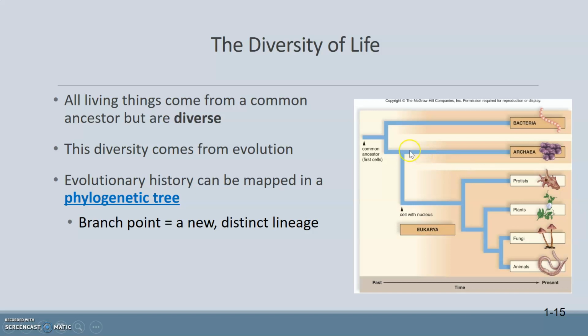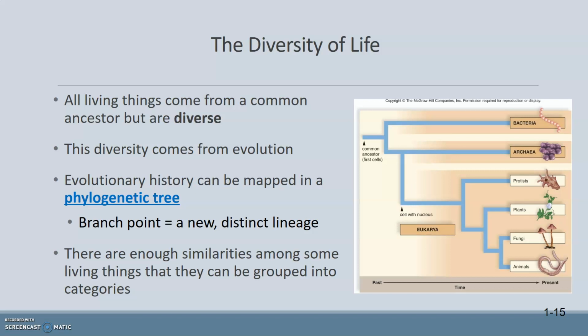And every time there's a branching point, right, so right here, there's a new distinct lineage, or there's a separation between something that was the same into 2 new different things. So here at this particular branch point, there's a separation between the cells that did not have a nucleus up top on that branch and all the cells that do down here, or between the prokaryotes and the eukaryotes. And so every time you see a branch, that means there's some new emerging property that distinguishes this branch from everything else in that one.